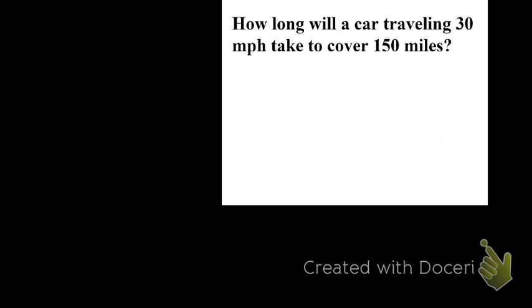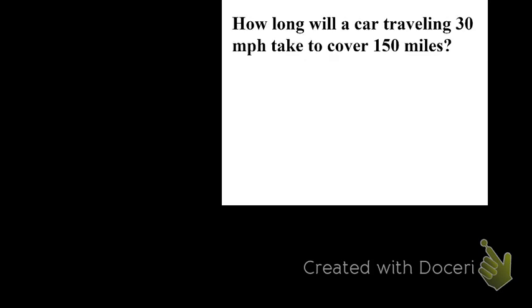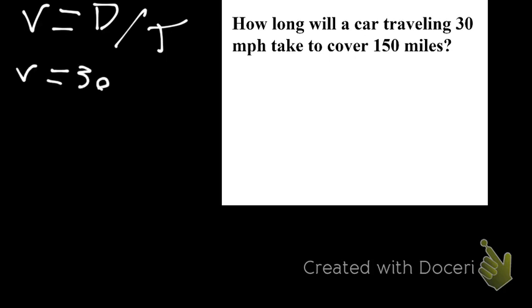So here we're going to use that v equals d over t. Let me bring up my pen. So v equals d over t. How long will a car traveling 30 miles per hour take to cover 150 miles? So we've got 30 miles per hour, that's a velocity, and we've got a distance. That's 150 miles.